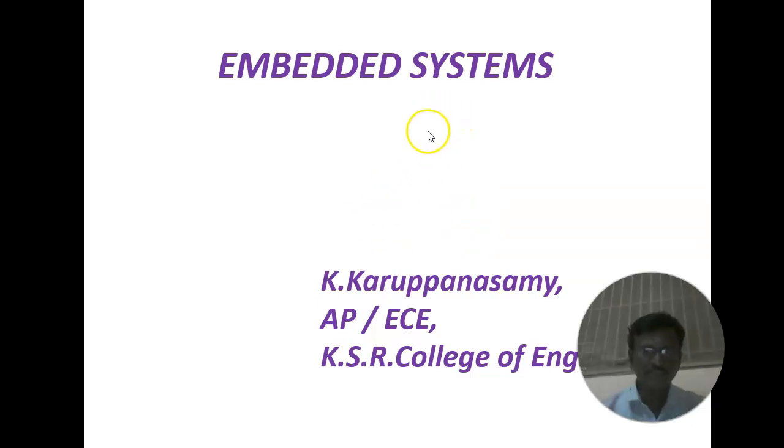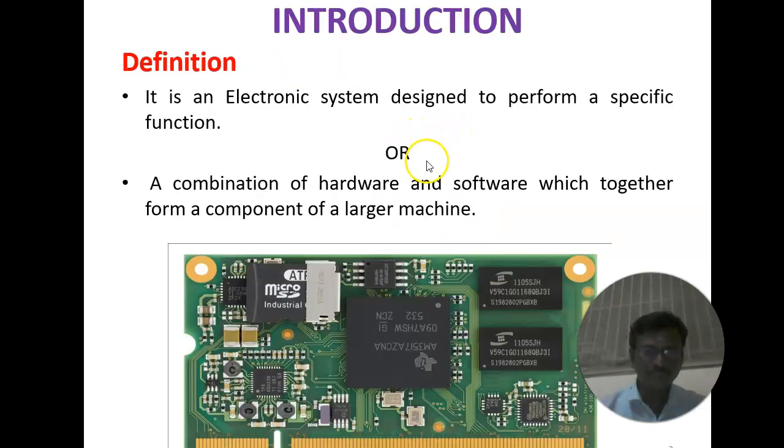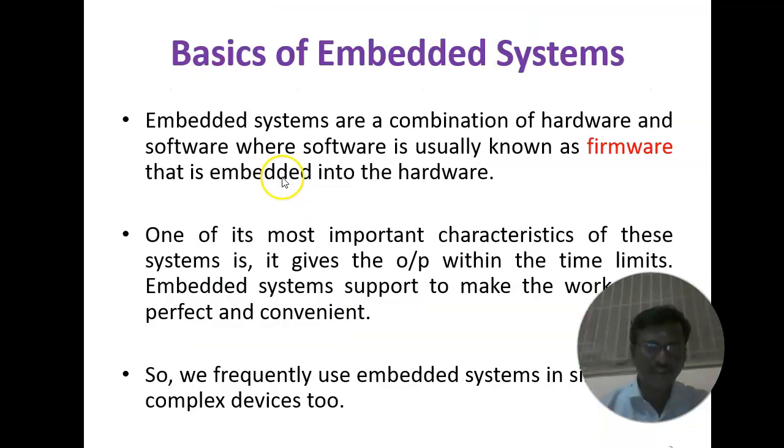Today we are going to discuss embedded systems. What is meant by embedded system? It is actually an electronic device which is used to perform a specific function. Or it can also be defined as a combination of hardware and software which is used to perform a specific function. So in both ways it can be defined.